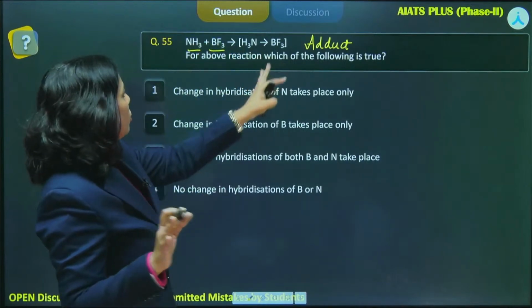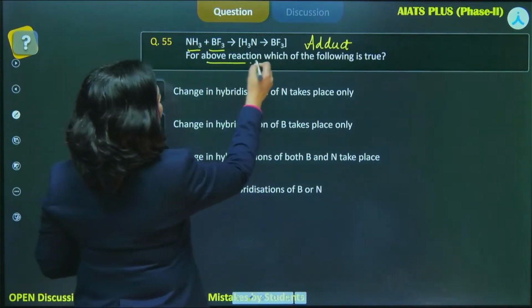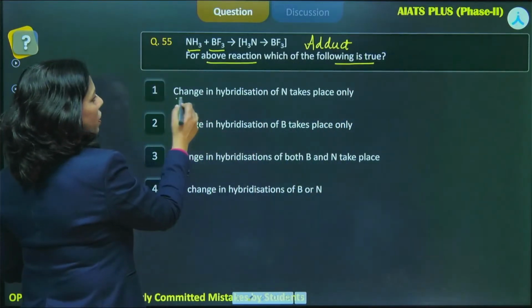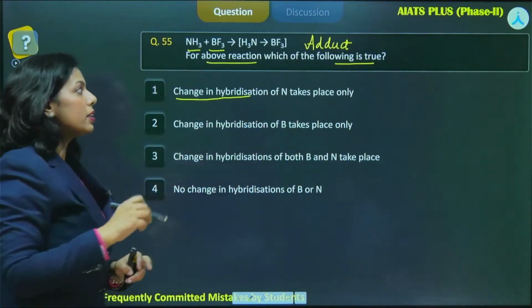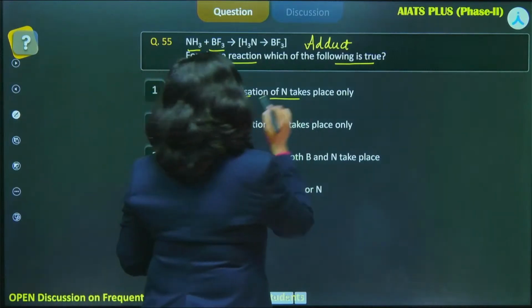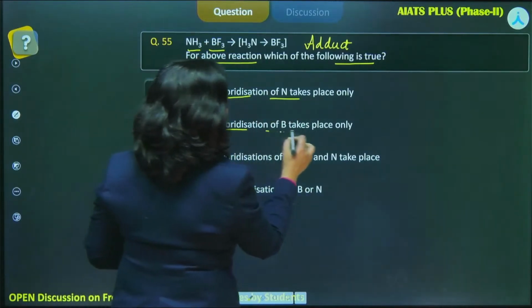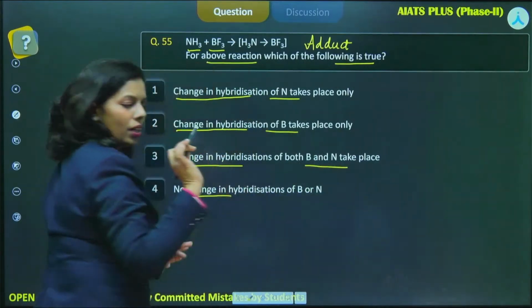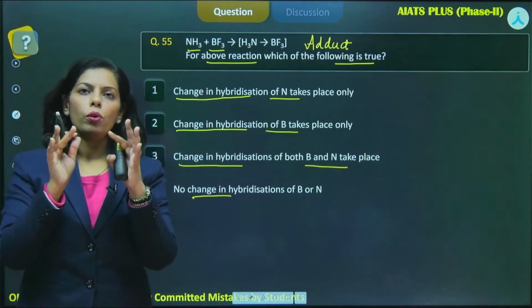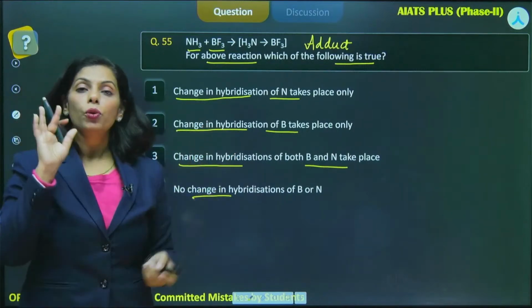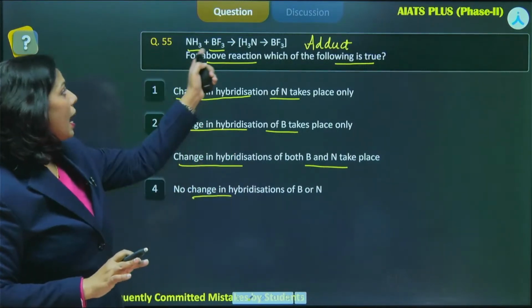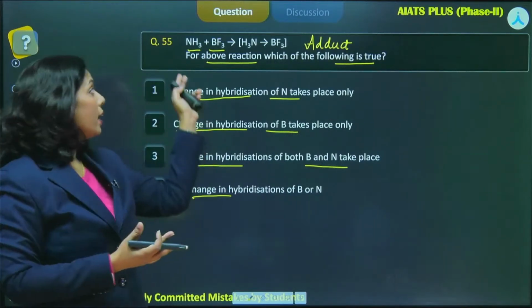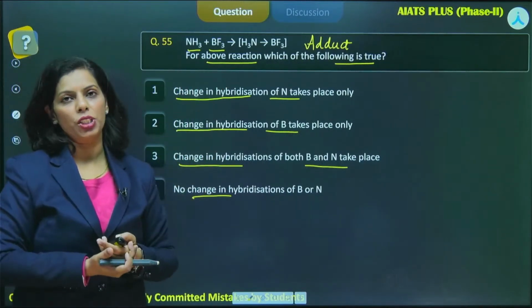In this question, you have to find out which of the following is true in this reaction, and what they are asking for. You need to identify whether it is the change in hybridization of nitrogen, change in hybridization of boron, change in hybridization of both of them, or none of them. These are the options. So how to solve this question? You should know what hybridization they already have and what happens to their hybridization after combination, right?